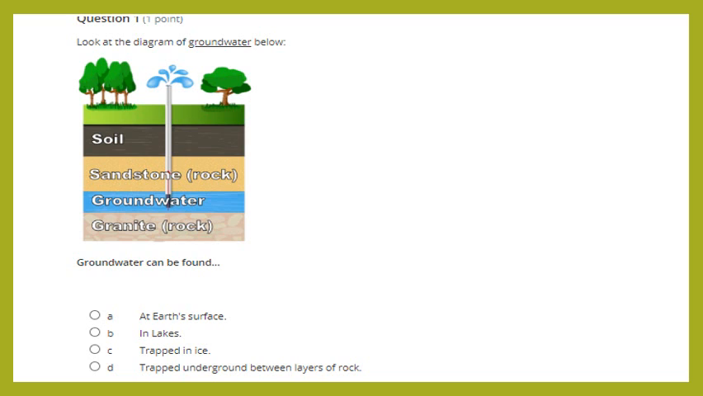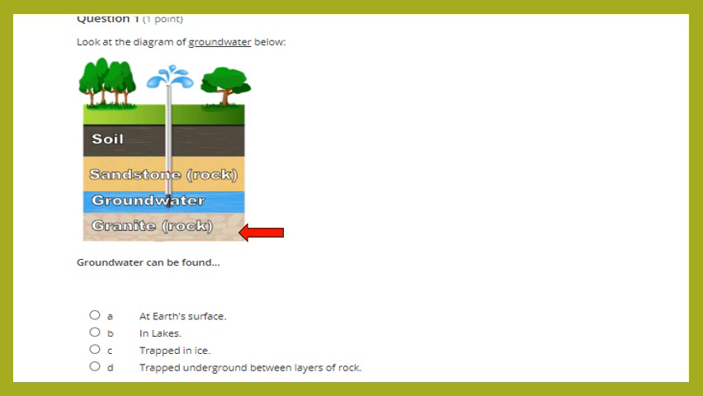so I'm just going to walk you through this diagram. It looks like a cross section, meaning that if I was able to cut something in half and look inside. At the top, I've got trees, and I've got grass. Below that, I have soil or dirt. Below that, I have sandstone, which is a type of rock. Below the sandstone, I have groundwater, and that's what I'm trying to figure out, what groundwater is. And below groundwater, I have another layer of rock called granite.